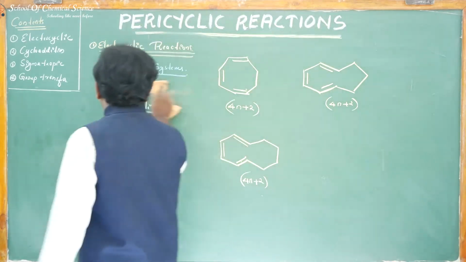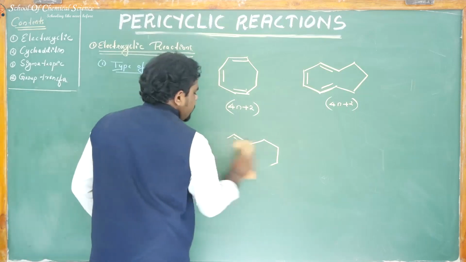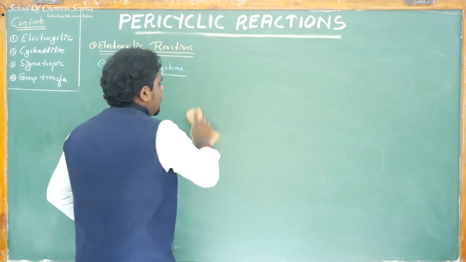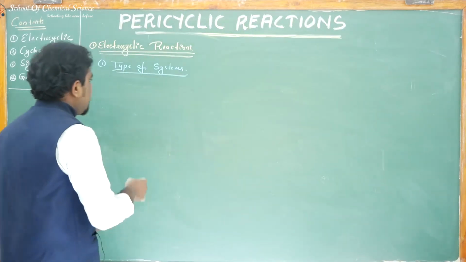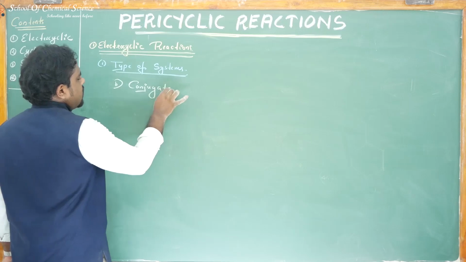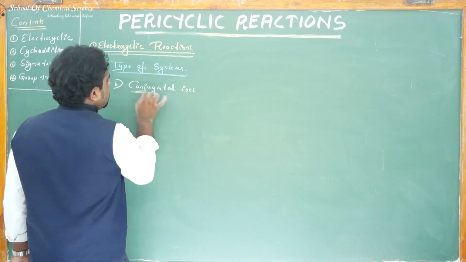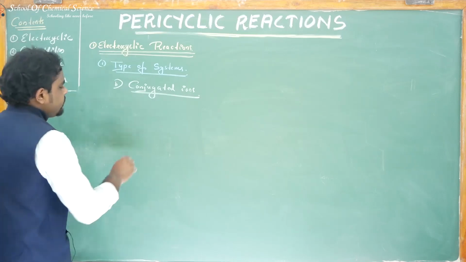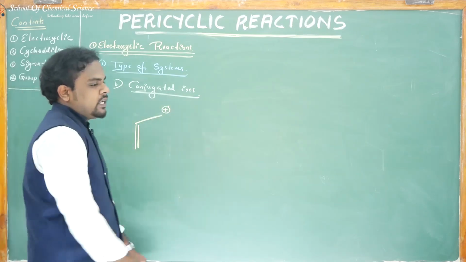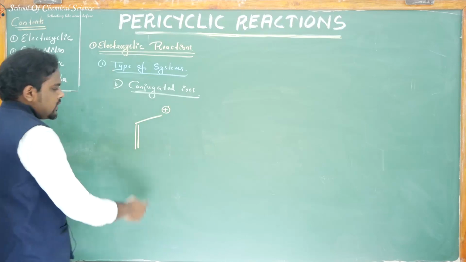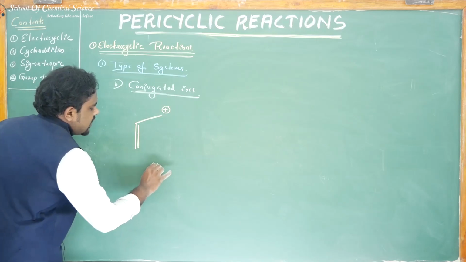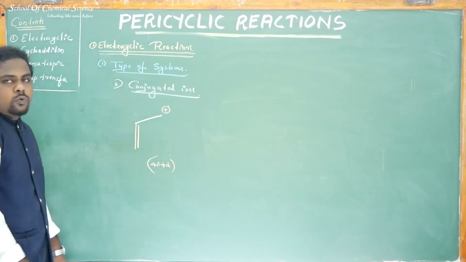Second type, after polyene, the second type of compounds which shows electrocyclic reaction is conjugated ions. Conjugated ions. Second type, B, conjugated ions. For example, conjugated ion. What type of system? This is a conjugated ion. Double bond here, a positive charge is there. Here 2 pi electrons are there. So this is an example for a 4n plus 2 system.